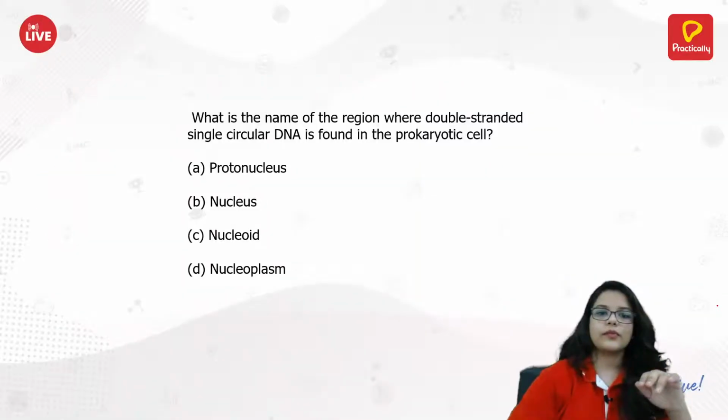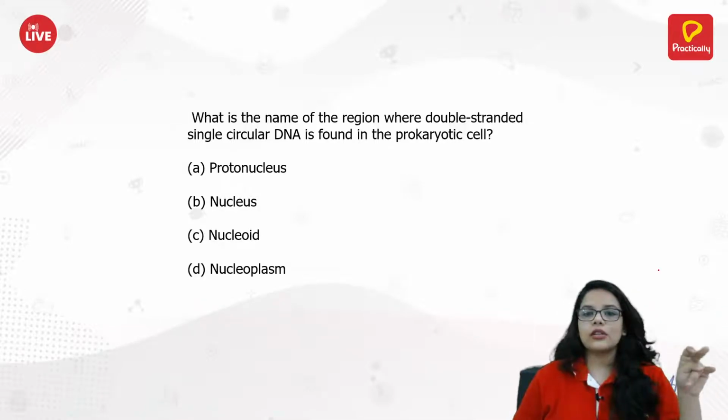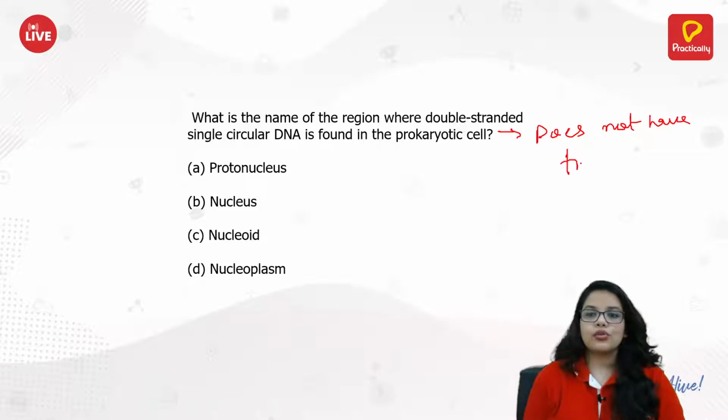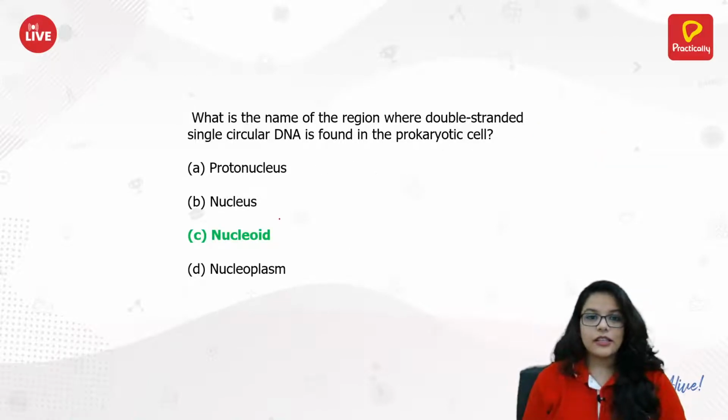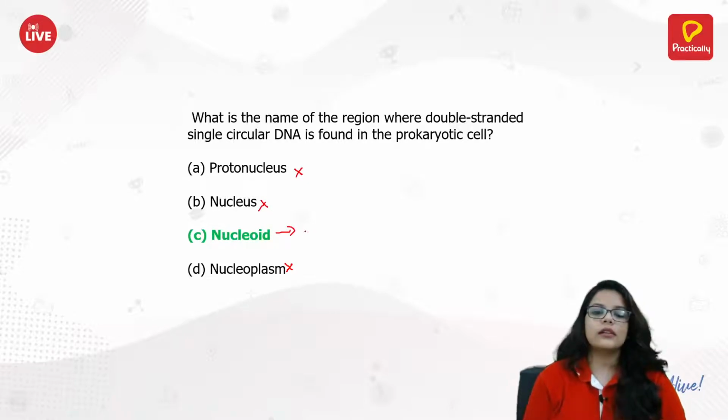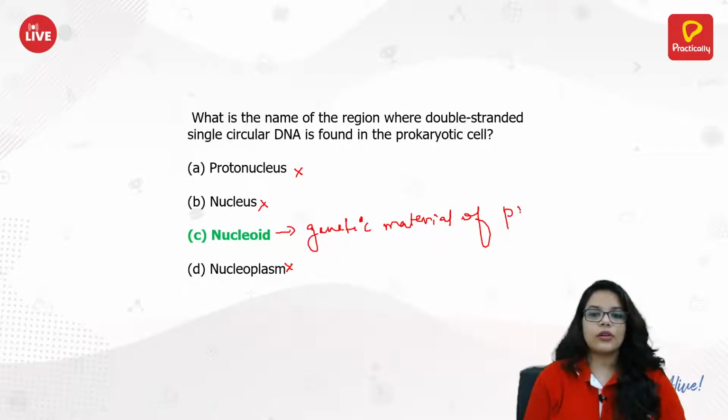If you have any doubts, please let me know, or we'll try to solve some questions. So what is the name of the region where the double-stranded single circular DNA is found in the prokaryotic cell? As I said, the prokaryotic cell does not have a true nucleus. Can anybody tell me what is the term used for the double-stranded DNA, the genetic material in prokaryotic cells? Okay, that is nucleoid. It doesn't have a true nucleus, and the true nucleus and nucleoplasm are not there. It is nucleoid. This is the genetic material of prokaryotes.